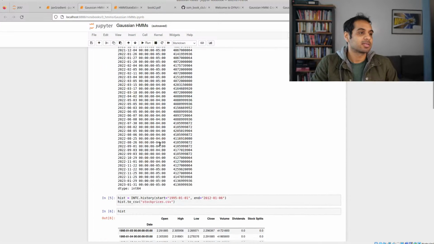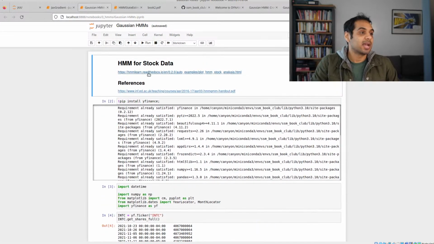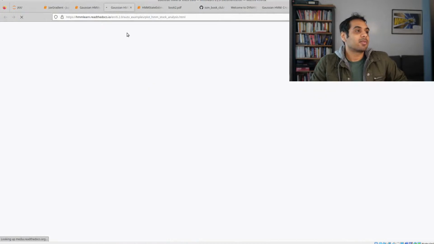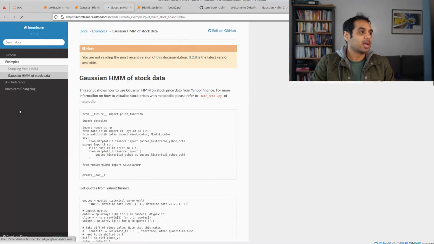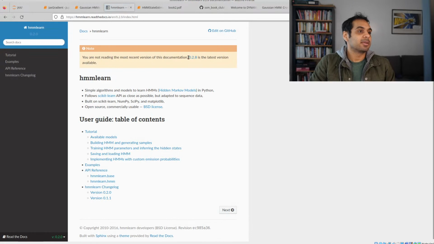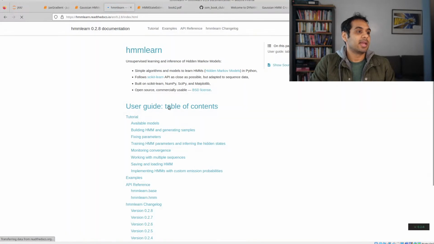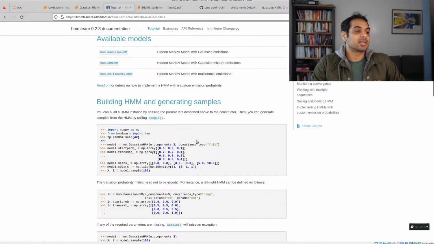I'll have to say I copied this from, as I was looking across the internet, I found this library called HMM Learn. Let me post the link here. The library looks great. It's a very similar library to Dynamax, in the sense that it's about HMMs. I want to say I'm not talking poorly about open source, because open source is always a labor of love and people put a lot of work into it. So this isn't a criticism of the library.